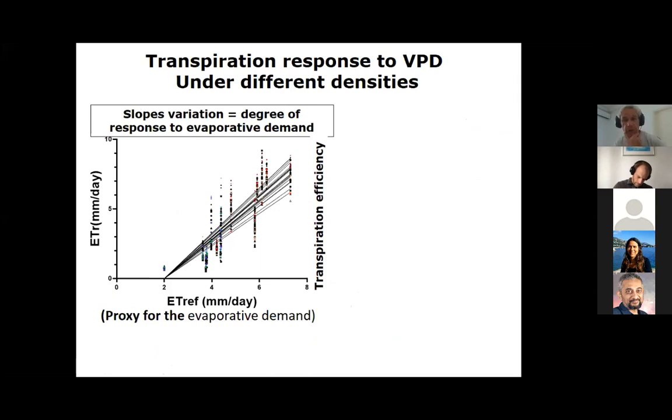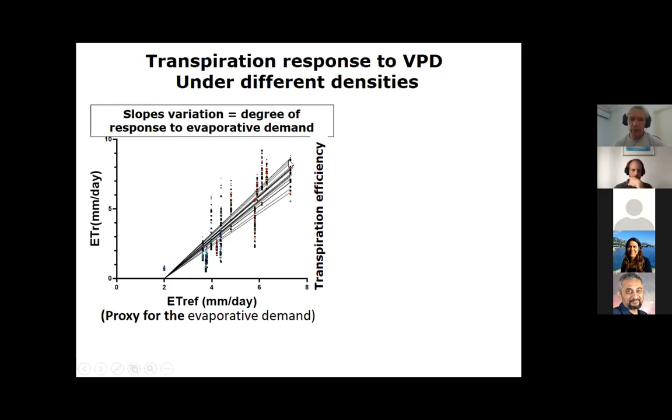What we did also was to measure the transpiration response to a proxy of the evaporative demand. We used a reference evapotranspiration. I won't go into the detail of how we do that. And we did find, in those genotypes that were contrasting for the density response, differences in the slope, some being restricted and some not being restricted.